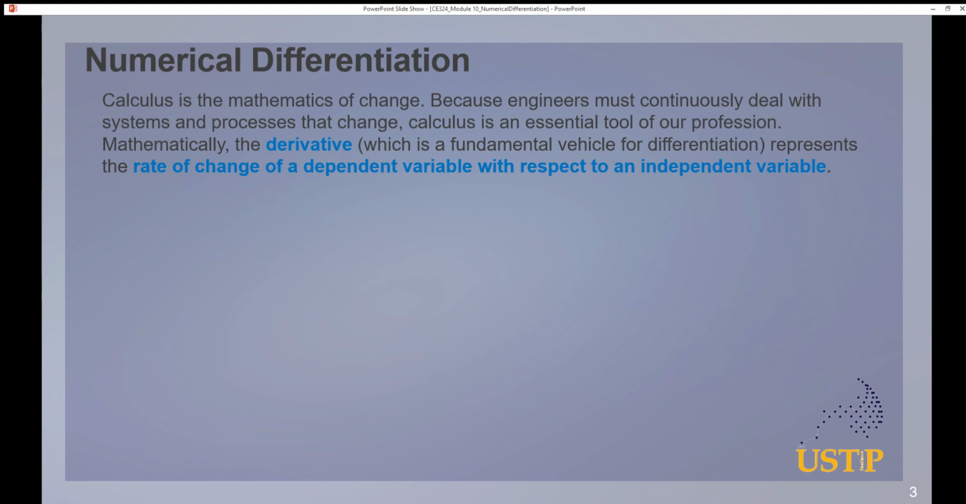Okay, so numerical differentiation. Here is the definition. Calculus is the mathematics of change because engineers must continuously deal with systems and processes that change. Okay, so that's a very managerial way of defining it. It's okay, engineering also involves management. So calculus is an essential tool of our profession. Mathematically, the derivative, which is a fundamental vehicle for differentiation, represents the rate of change of a dependent variable with respect to an independent variable.